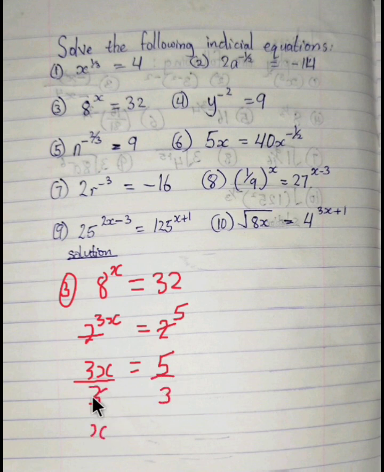So x is going to be 5 over 3, or in mixed numbers, 3 into 5 is 1 remainder 2. So we have 1 and 2 over 3, which gives us the final answer. So we'll move to number 4.